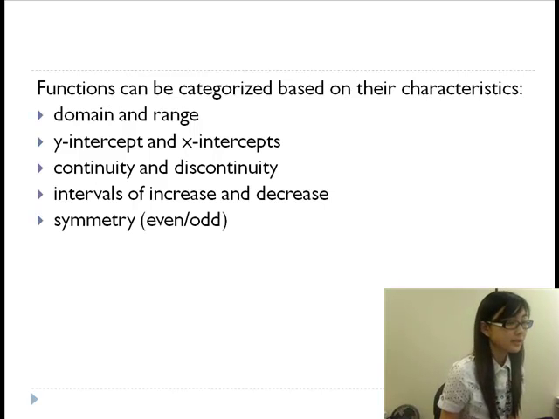Then we have symmetry. Is the graph even or is it odd? Last, we have end behavior. So what happens to the graph at the end of the function?